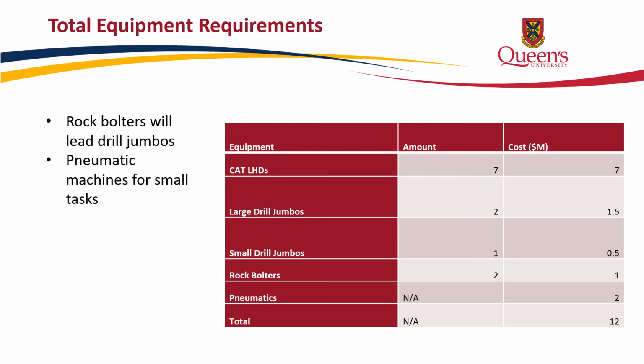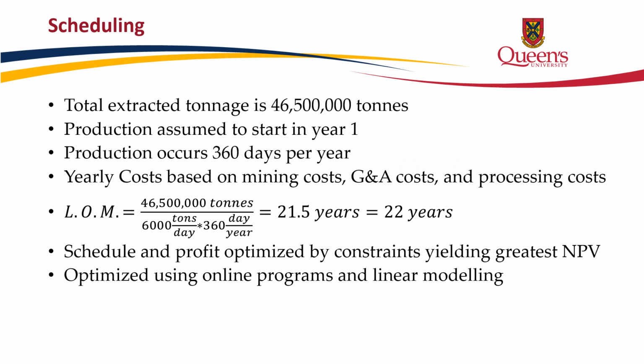Support equipment will also be required for the operation. The main support equipment required was considered to be rock bolters, which will lead the drill jumbos, and therefore one was purchased for each double boom drill jumbo. Many pneumatic machines for small tasks such as bolting auxiliary ventilation to the rock will also be required. The requirements are shown in the table to the right and come out with a final capital cost of $12 million. Based on previous calculations in the grade tonnage section, the total extracted tonnage is 46 million tons.